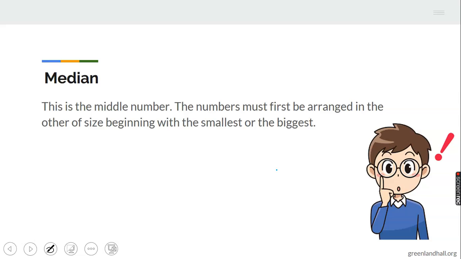The word median is gotten from middle. So now in this we have to be very careful. The middle number, or what we call the median number, first, is a number that is at the middle.